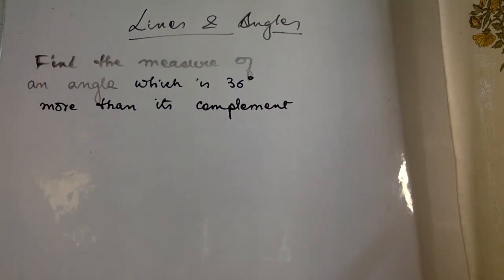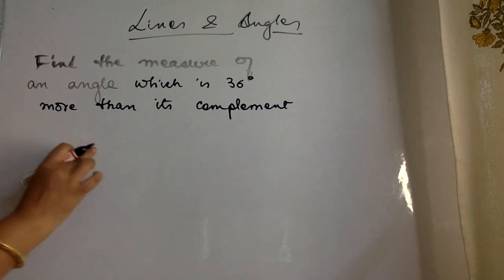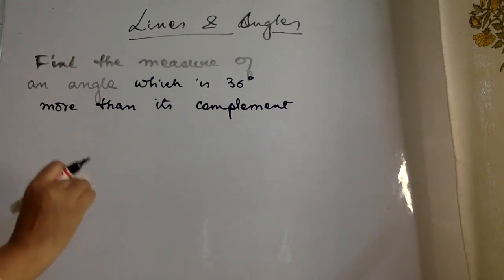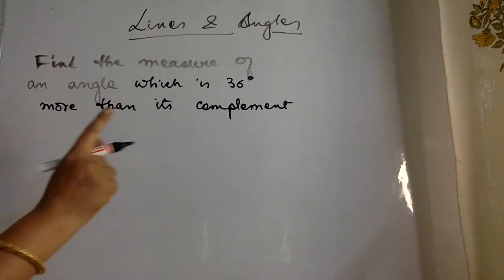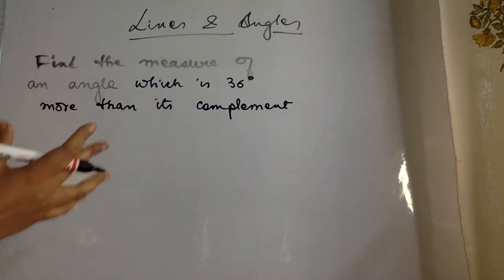Now let us start with some little bigger questions. Let us see this question: find the measure of an angle which is 36 degrees more than its complement. This question is very confusing to all students. You really don't know what to do.